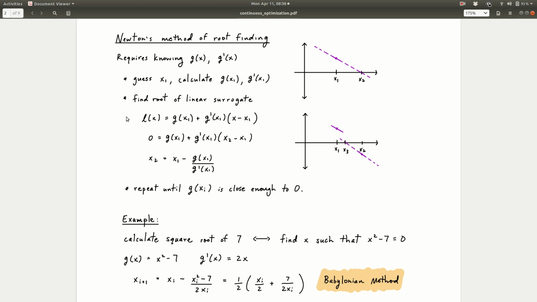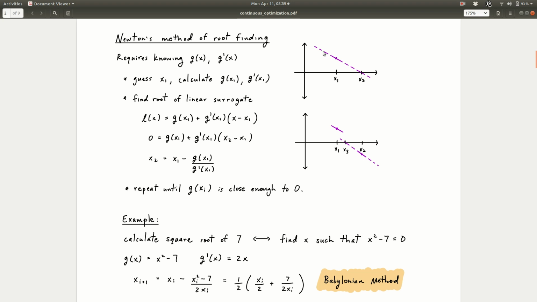This is our linear surrogate of x. And then we find the root of this function, and that's just easy algebra. We set the line to 0, and then we rearrange, and we get x2. So finding the root means setting it to 0, and then the root is we're going to call that x2. That's going to be our next guess. And if you just rearrange, the update is x1 minus g over its derivative, evaluated at x1. And then you just keep repeating this until g of xi, which is the value of x on the ith iteration, is close enough to 0.